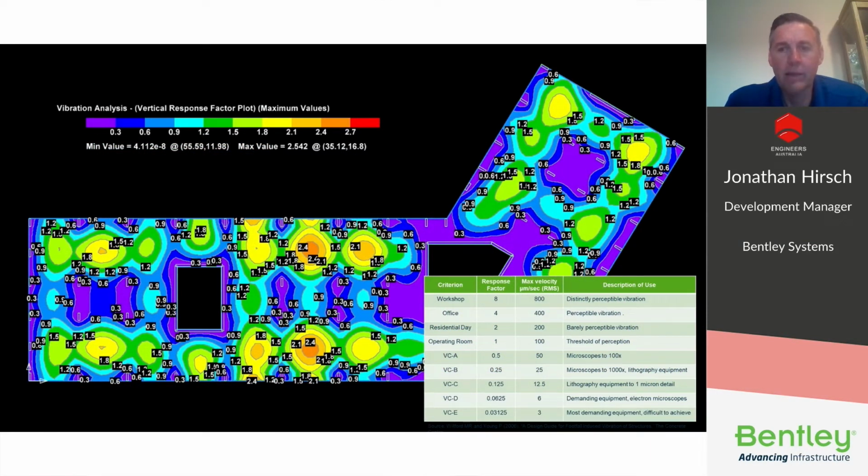This next plot shows a contour plot of the response factor. And again, a response factor of 1 is the threshold of human perceptibility. And response factors can also be computed for other limits, such as operating rooms and hospitals or sensitive equipment thresholds. And response factors, therefore, are perhaps a somewhat more convenient way to evaluate vibration threshold criteria. They don't require knowledge of a particular velocity or acceleration threshold. Once you know the response factor you are targeting, you can use that factor in a contour plot to identify potential problem areas.